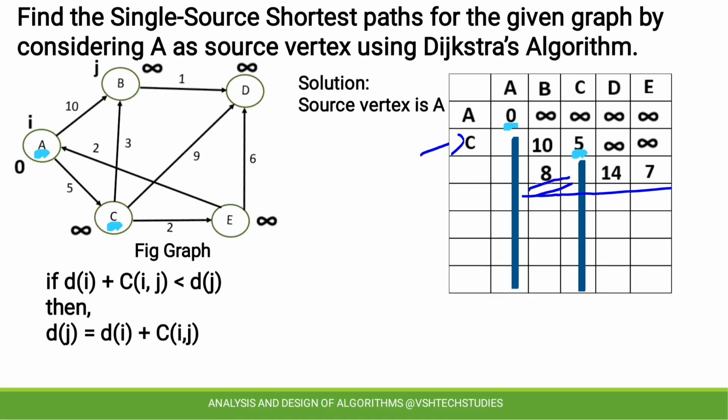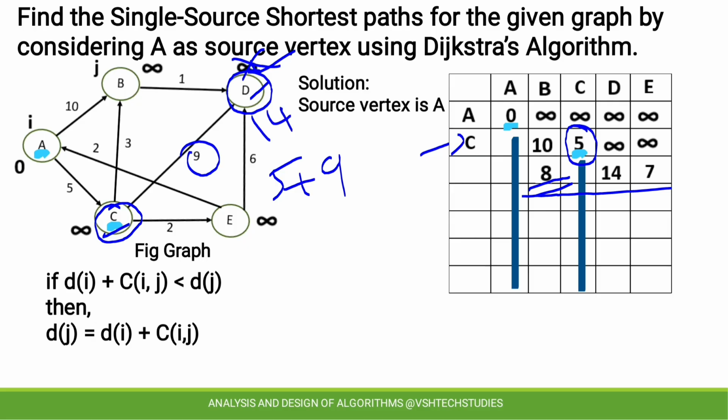Next for C, another neighboring node is D. So distance of D is distance of C, so distance of C is 5, plus connecting weight is 9. So 5 plus 9 is 14. 14 is less than this infinity. Hence it should be struck off, and distance of D is 14. That is what is entered in the table here under D.